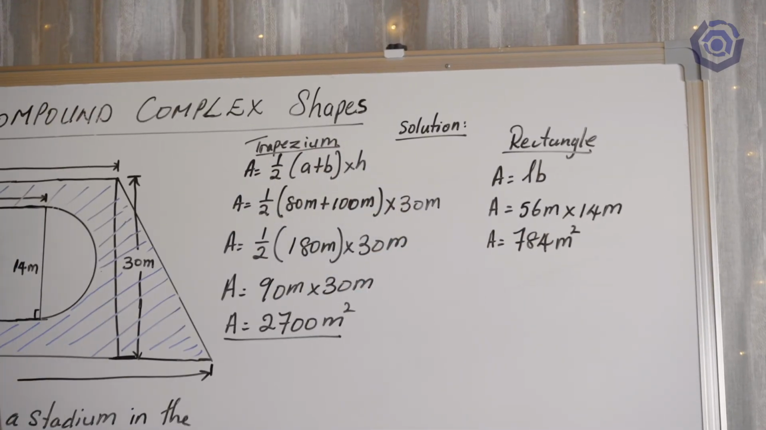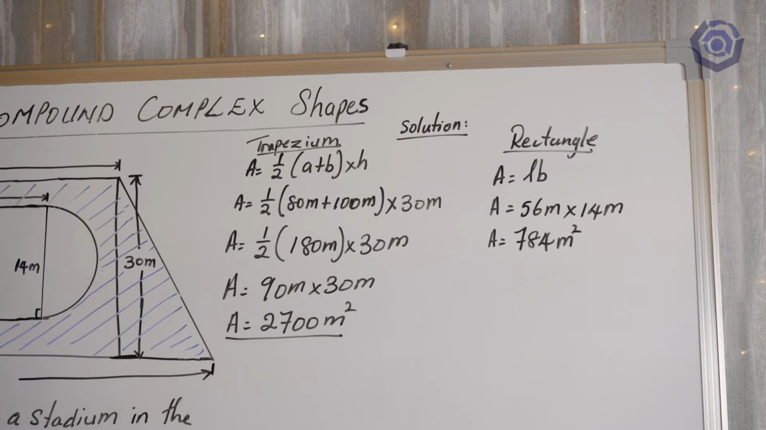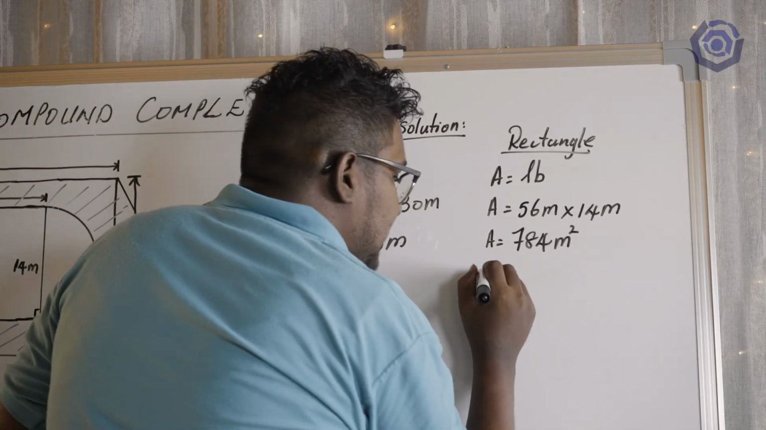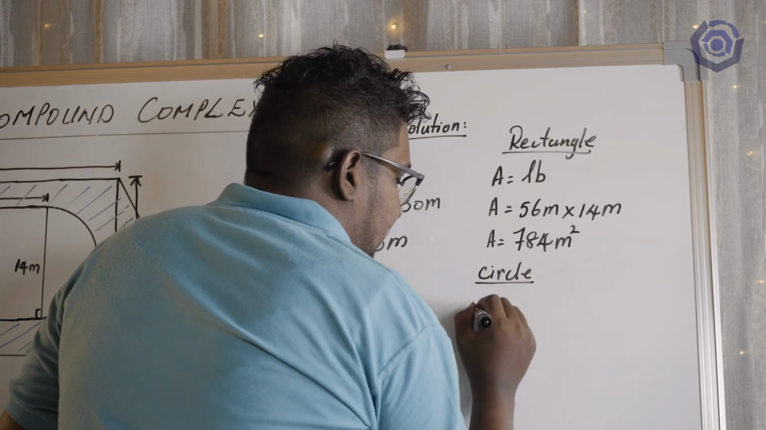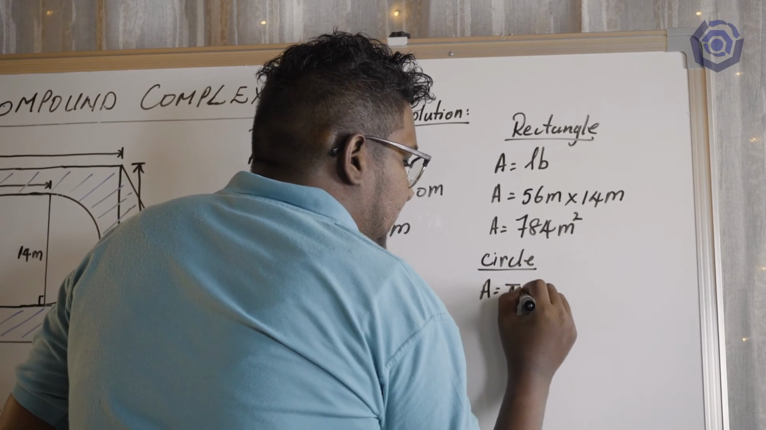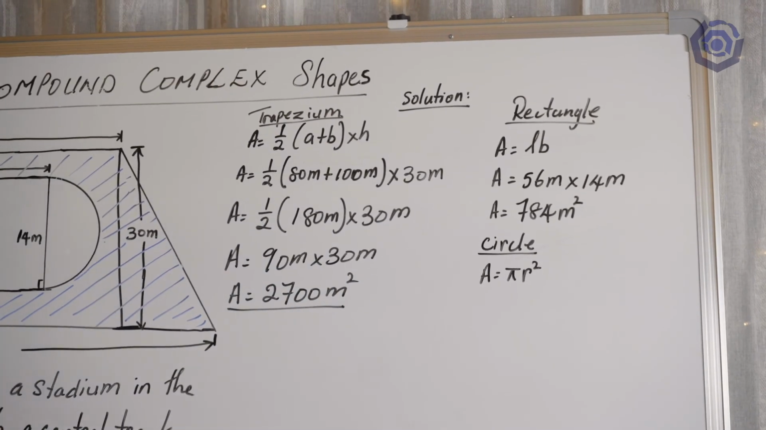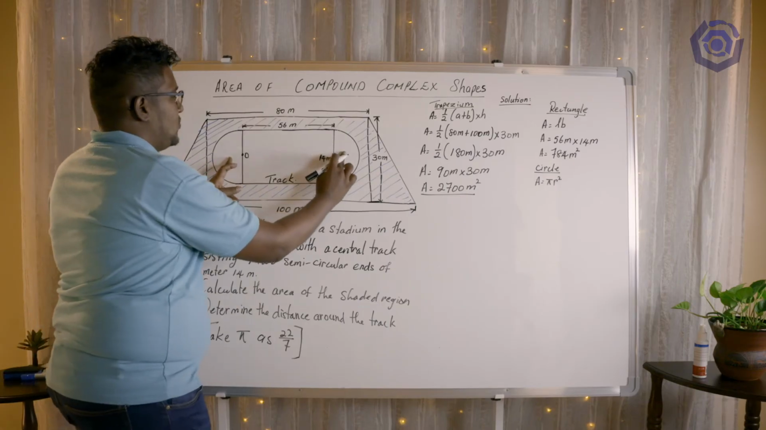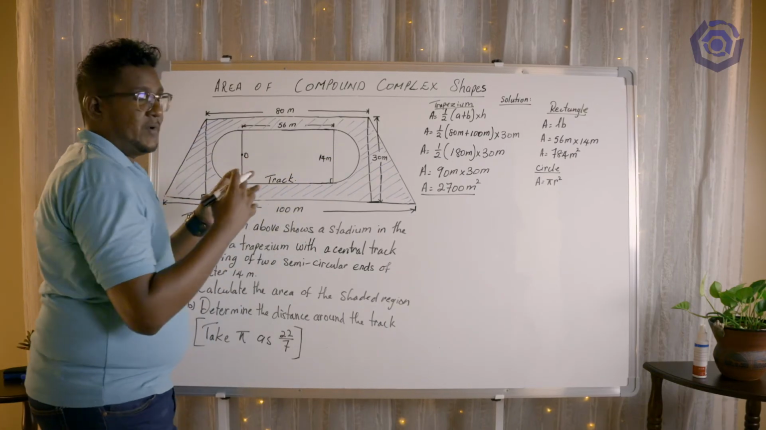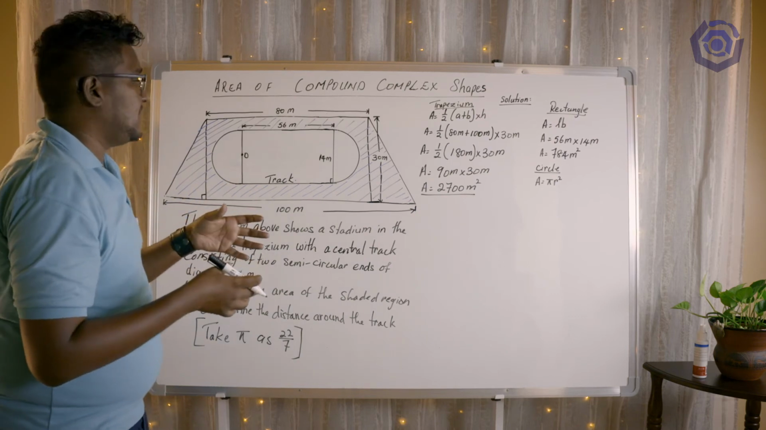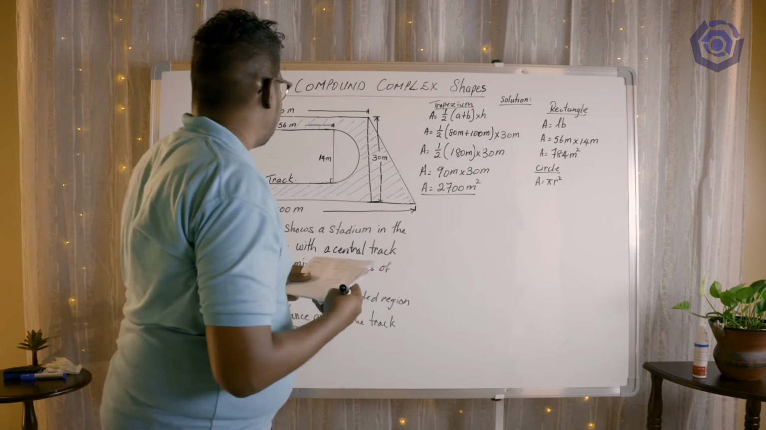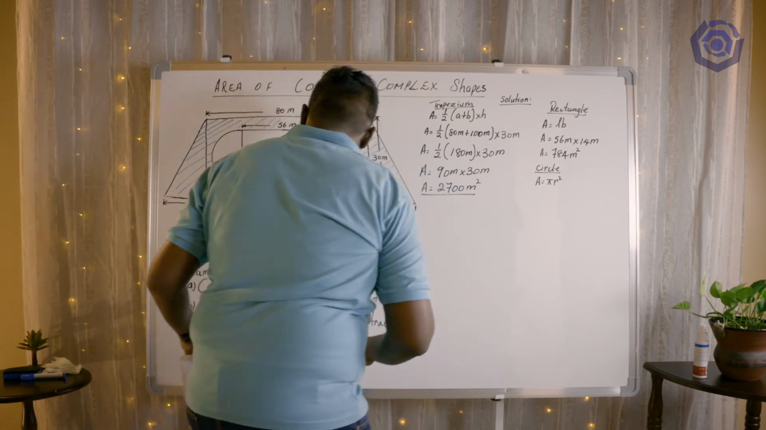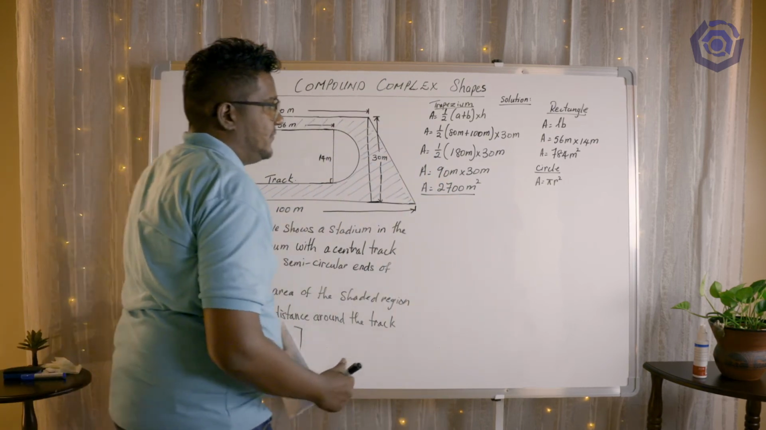So that's the middle. We still have our two circles to deal with. So let's look at our circle now. The area for a circle is pi r squared. Now we have two semicircles. If we bring them together, we're going to get a complete circle. So we're going to use the A equals pi r squared formula. And they said to take pi as 22 over 7.